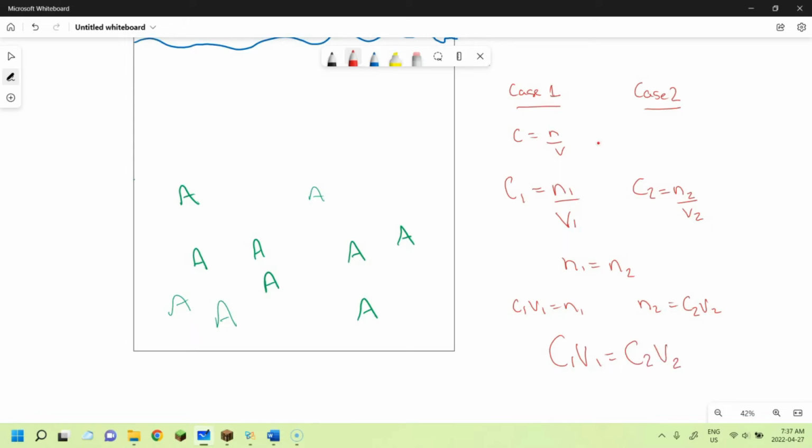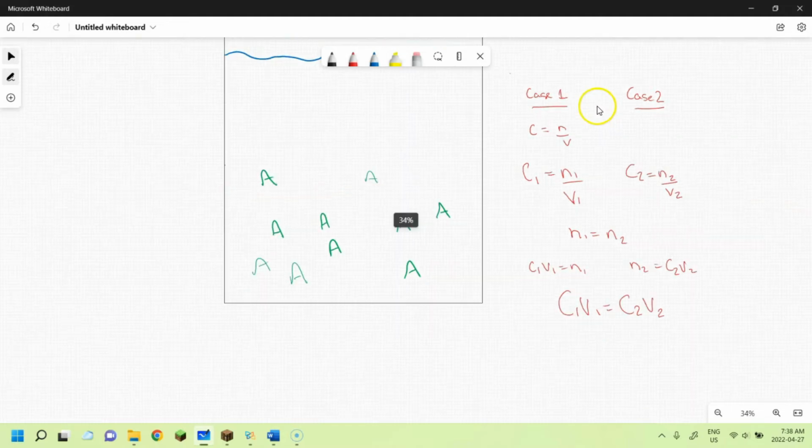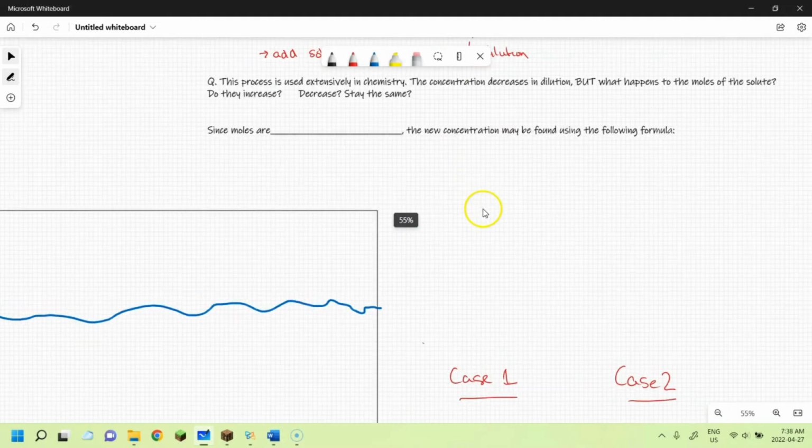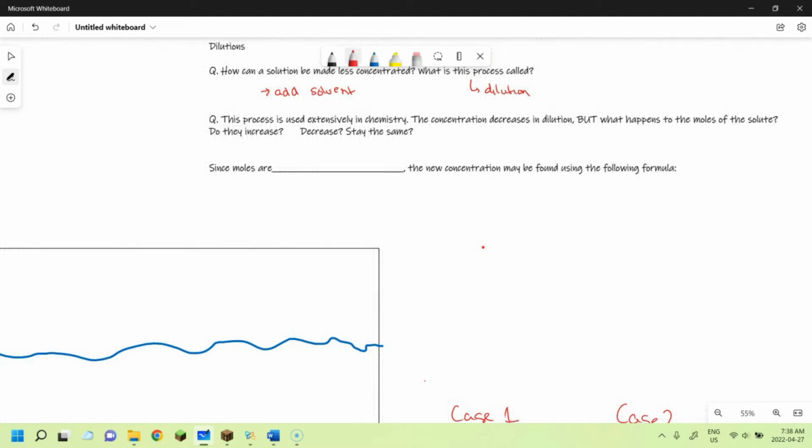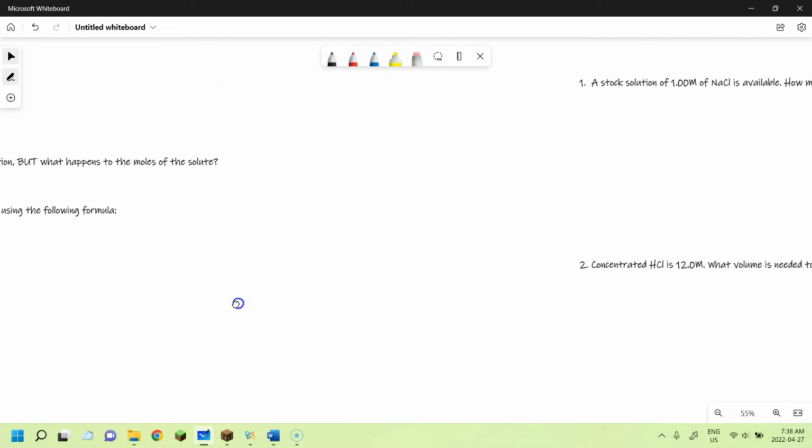And so what this tells me is the concentration of some solution times its volume is equal to its concentration at some other time times its new volume. In this process, as we saw, all we did was add more solvent. We did not touch my solute particles. Our number of moles stays the same since our moles are constant: C1 V1 equals C2 V2. So let's take a look at how we can use this equation.